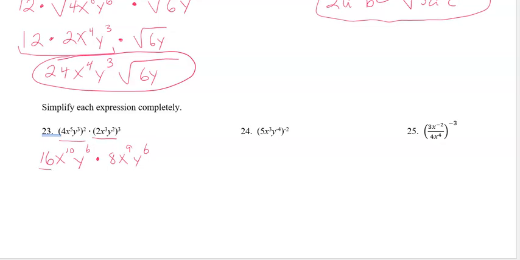And now you multiply the coefficients together. 16 times 8, 128. And now that I'm multiplying, I add the exponents for variables. So x to the 10 plus 9 power. y to the 6 plus 6 power.